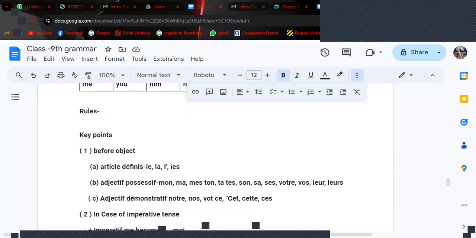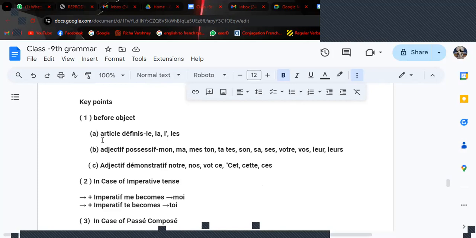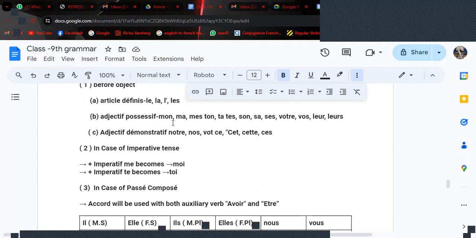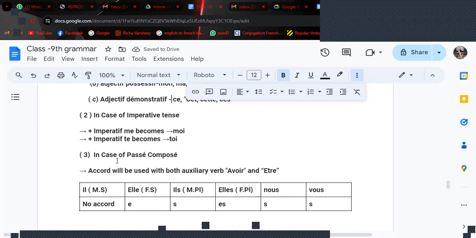Now, what are the rules? The key points: the object is always followed by an article défini, le, la, les, or an adjectif possessif, mon, ma, mes, ton, ta, tes, son, sa, ses, notre, votre, leur, or an adjectif démonstratif, ce, cet, ces, right? Okay. The second rule is that in the case of a positive imperative sentence, me will become moi and te will become toi.